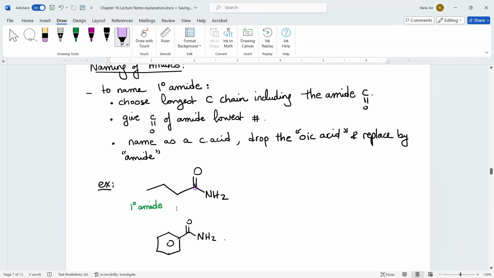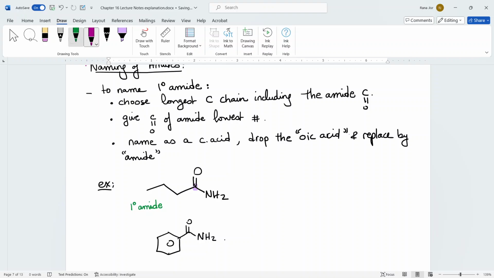Primary amides are simply named by choosing the longest carbon chain that is connected to the nitrogen. We're going to give the carbonyl of the amide the lowest possible number, and then we are going to name that carbon chain as a carboxylic acid. We're going to drop the oic acid and replace it with amide. So let's have an example.